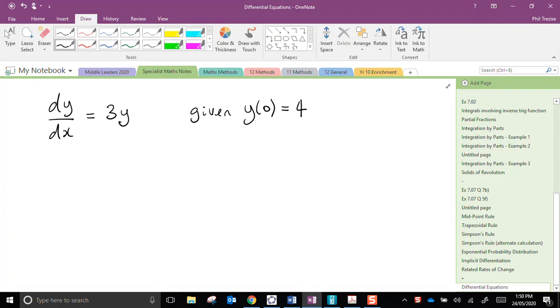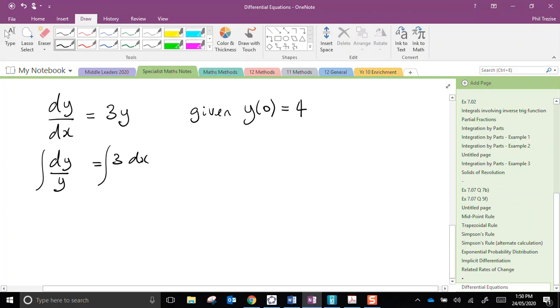So like we did last time, we want to get everything with y's and dy's on one side and everything with x's or dx's on the other side. We call this step the separation of the variables. So I'll leave my dy where it is, and I'll leave that little 3 where it is. What if I divide by y and multiply by dx? That looks like the variables are separated now.